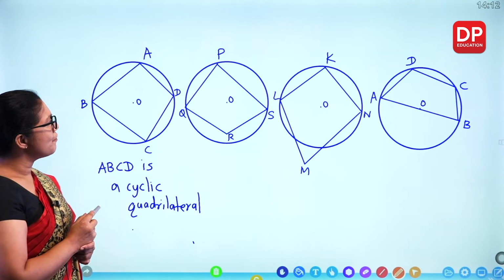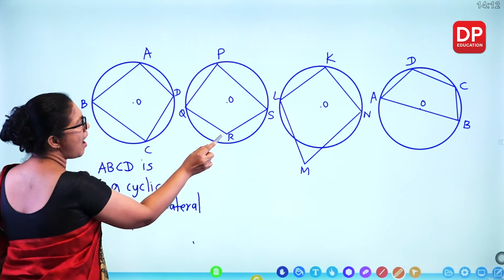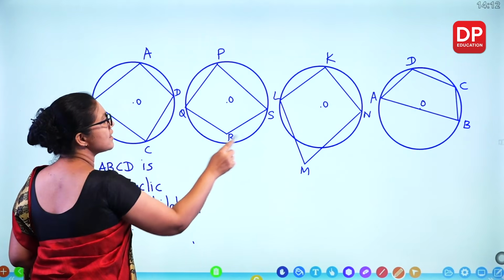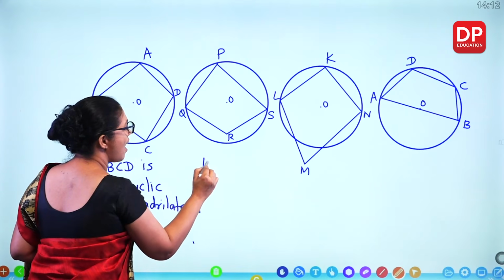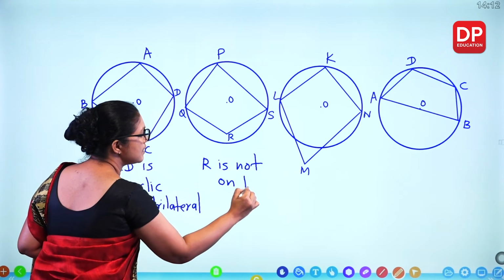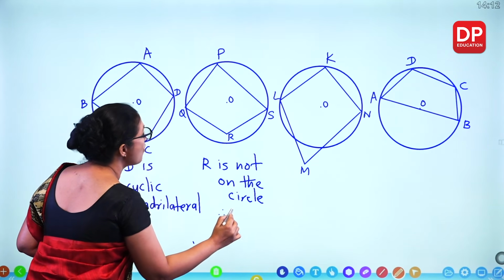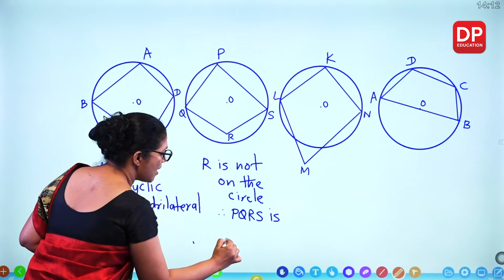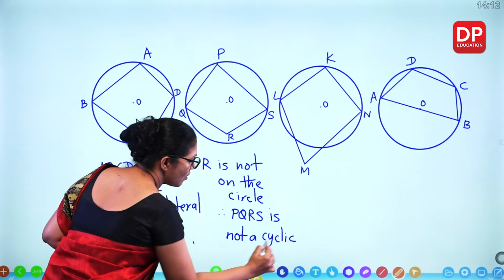Look at the next figure. What can you say about this quadrilateral? R point is not on the circle. So this is not a cyclic quadrilateral. So we can write R is not on the circle. So therefore PQRS is not a cyclic quadrilateral.